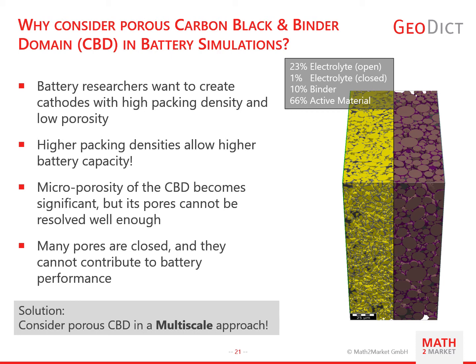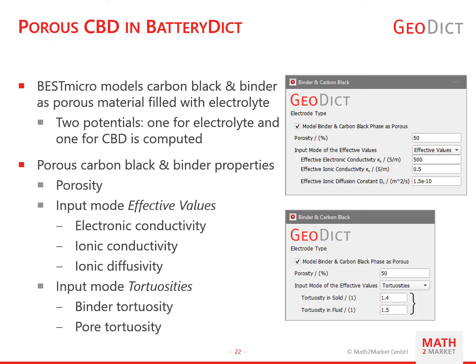The carbon black and binder is modeled as porous in a multiscale approach, similar to the Brinkman term in the Stokes-Brinkman equations. The porous carbon black and binder in the BEST microsolver is implemented such that it has 2 potential variables in porous voxels, one for electrolyte and one for the carbon black and binder. On the right side, the input dialogs for this feature are shown.